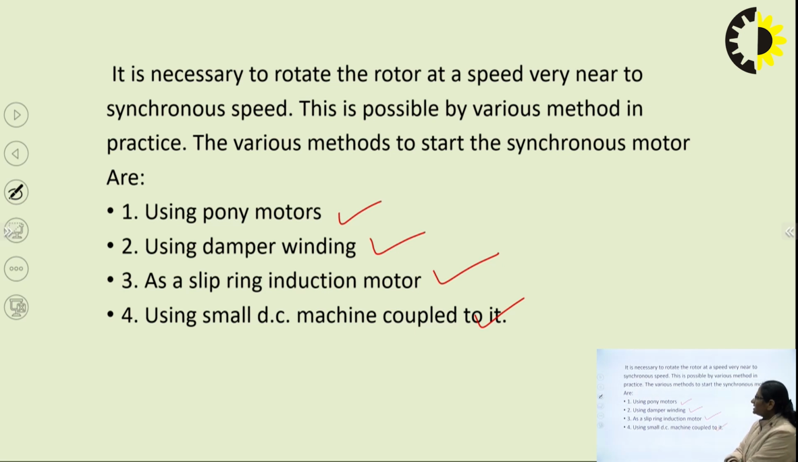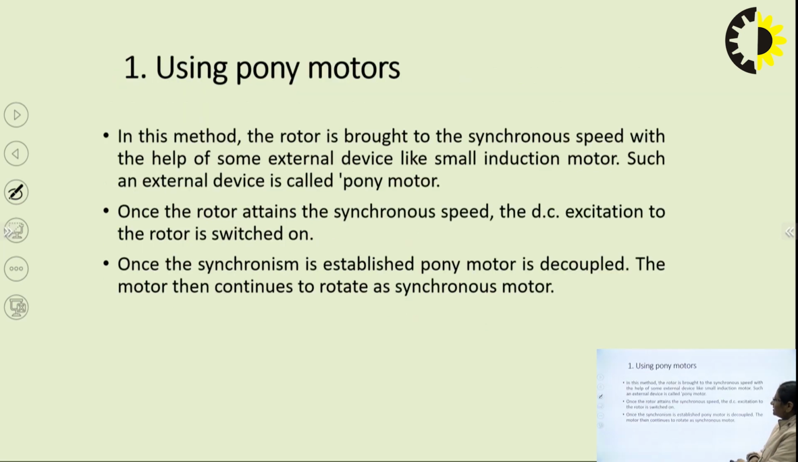So let us now consider various methods which are used for starting the three-phase synchronous motor. The very first method here that is being discussed is using pony motors. In this method, actually the rotor is brought to the synchronous speed with the help of some external device.